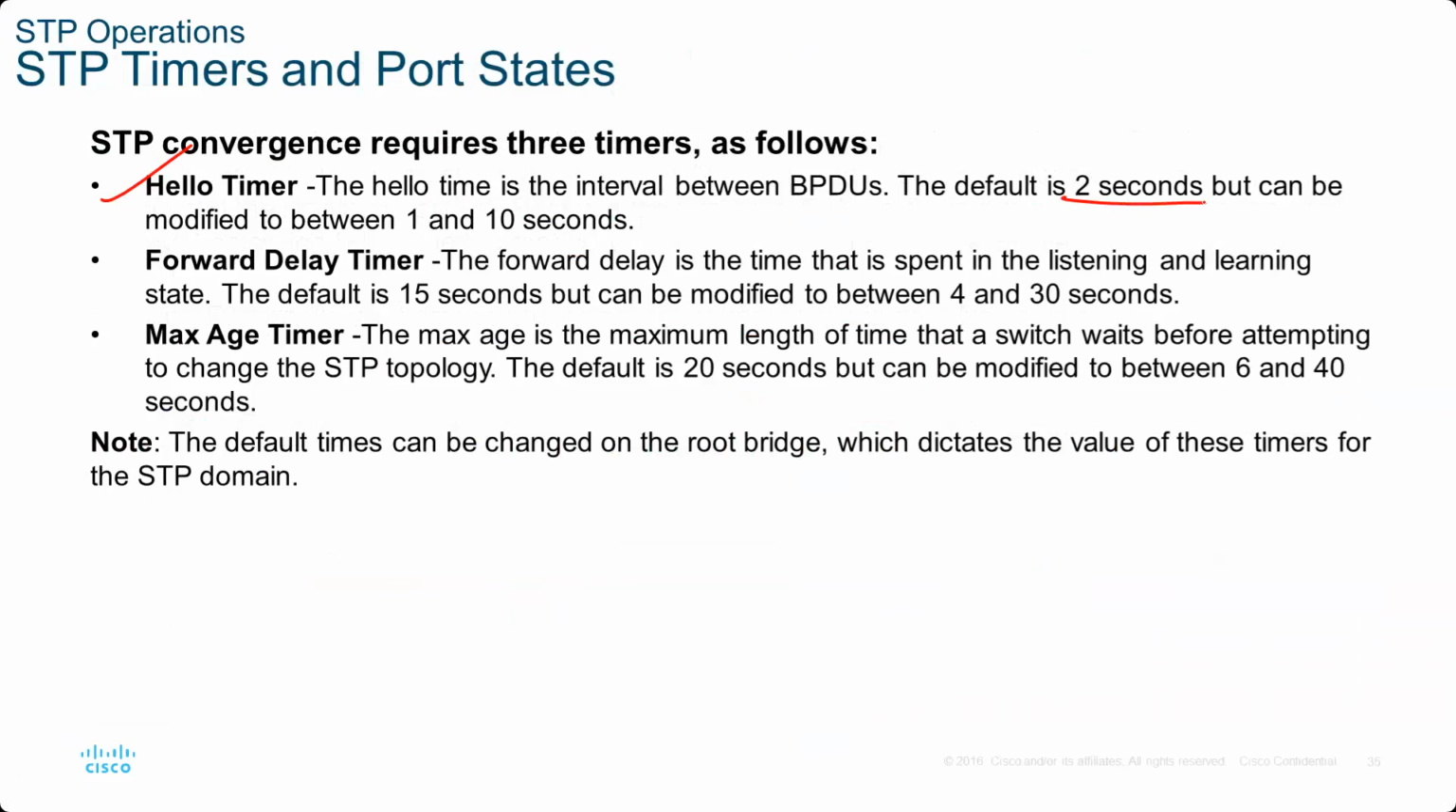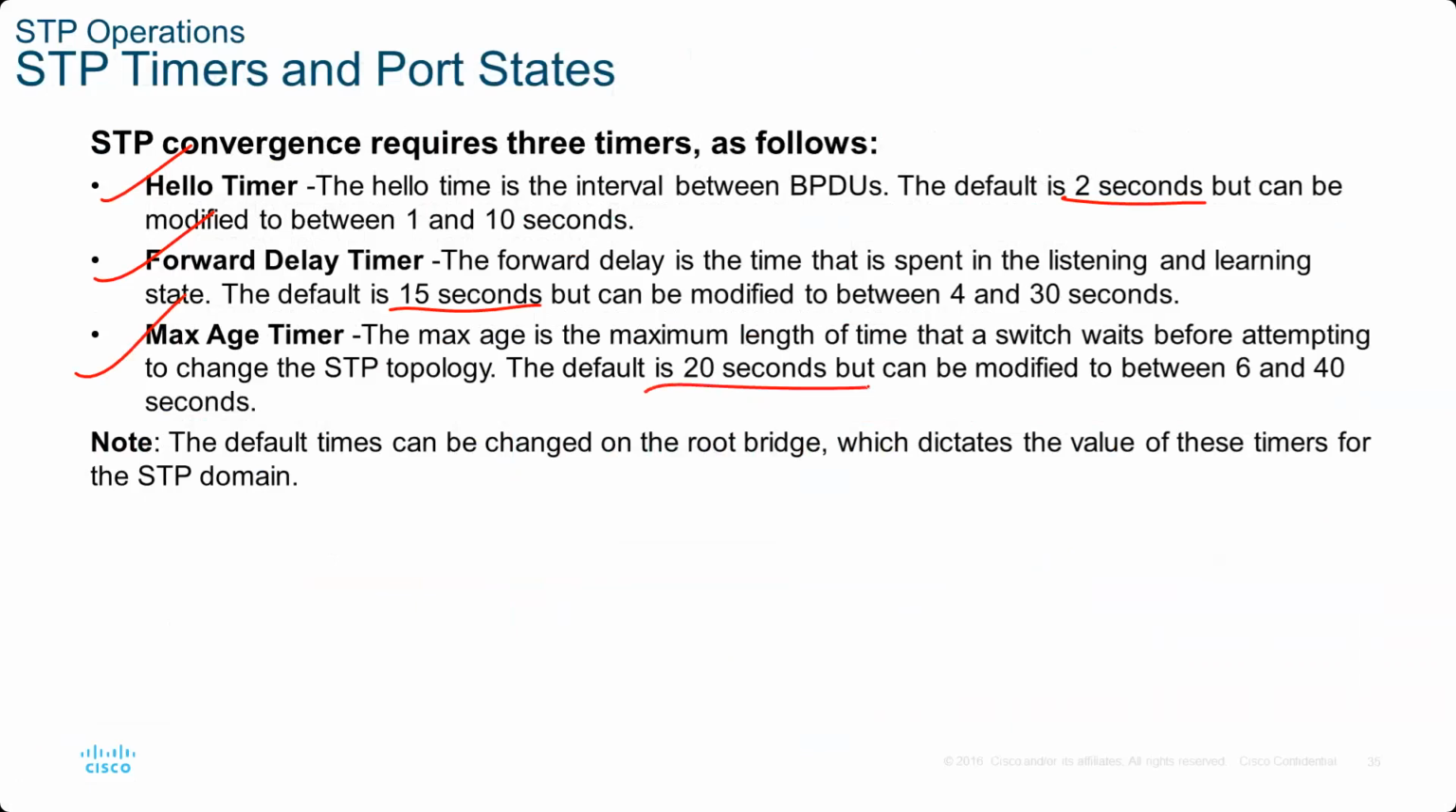And then you have the forward delay timer. This is the time the switch takes to listen and learn. By default it is 15 seconds. And then the maximum age timer. The maximum age timer is the time the switch takes to decide the port roles, the root bridge, and everything. By default it is 20 seconds.